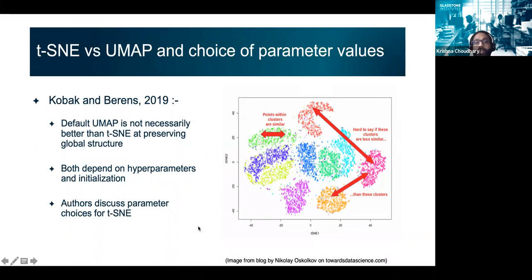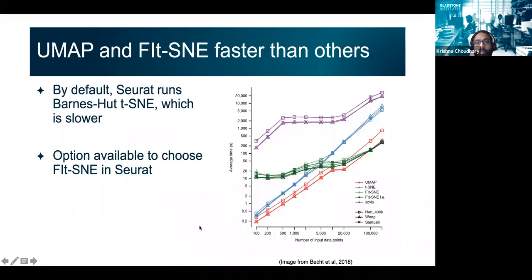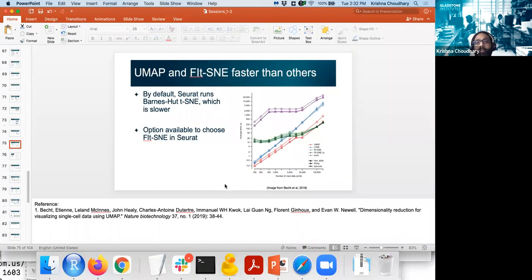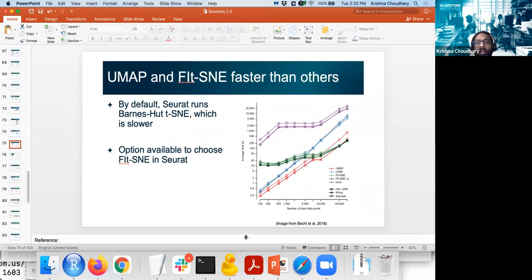But all this depends on the hyperparameter tuning and settings, etc. By default, Seurat is running Barnes-Hut t-SNE, which is a bit slower. That is another criticism of t-SNE, that it is slower than UMAP. But that drawback has been addressed in more recent implementations of t-SNE, such as FIt-SNE, which is available in Seurat, but you have to choose it.